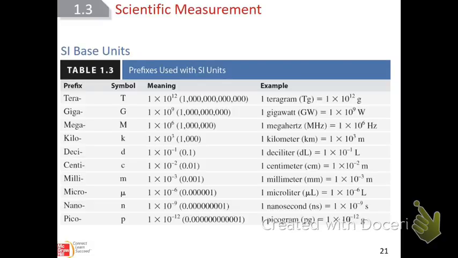Okay, so I want you to know mega means 1,000,000 of something. So if you have a megagram, it means you have 1,000,000 grams. Kilo means I have 1,000 of those things. You don't have to know deci, but centi. Centi is easy to remember. It means 100th. So it takes 100 centimeters to equal 1 meter.